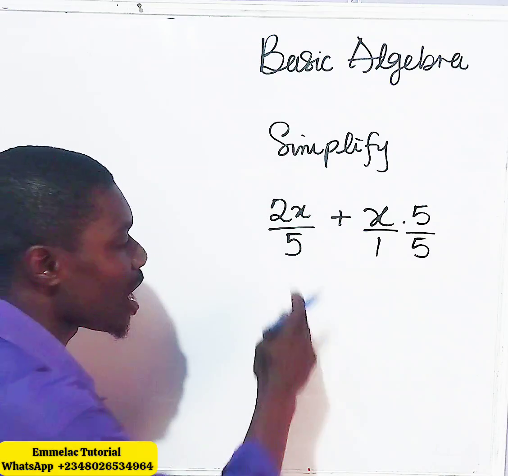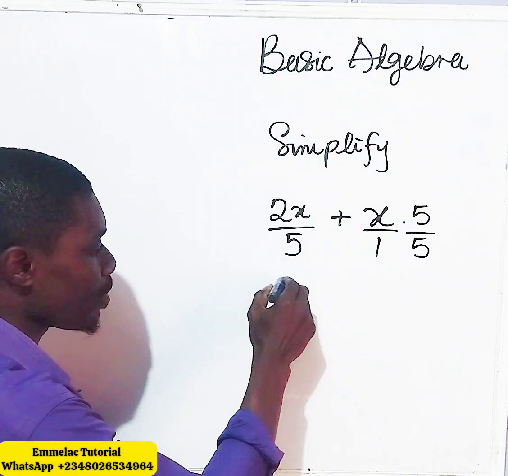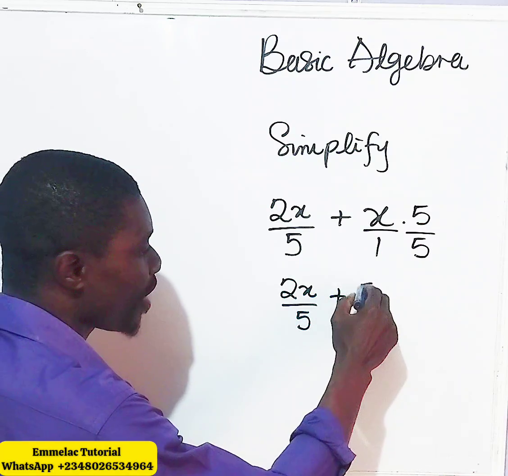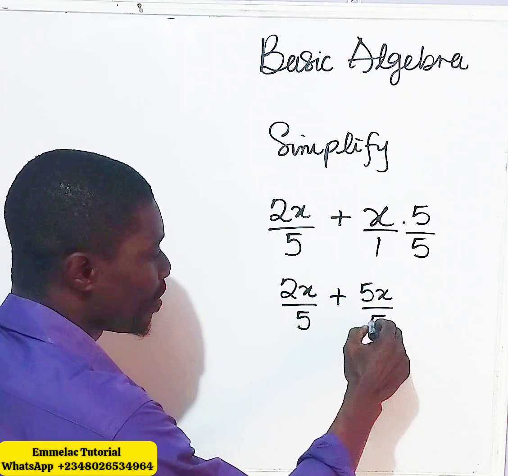Now this will help us have the same denominator. So we end up having 2x all over 5, then plus 5x all over 5.